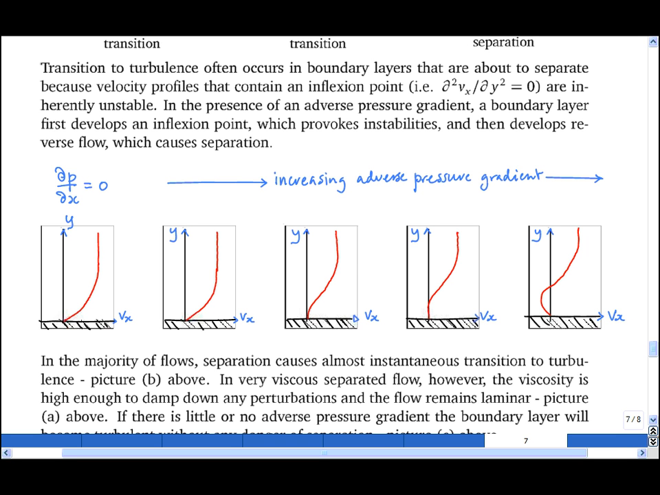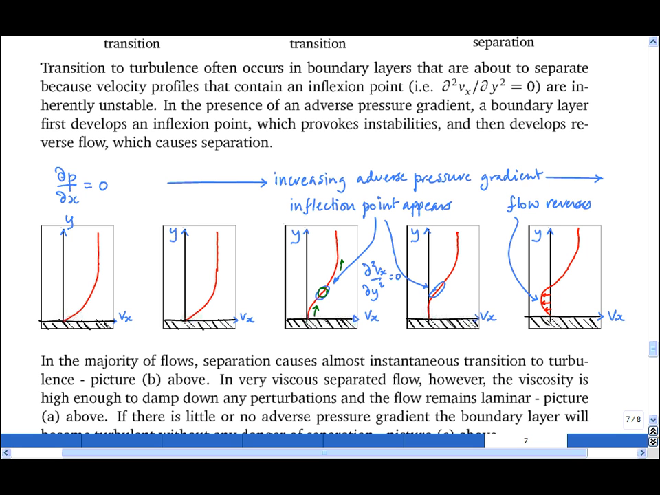Firstly, as the adverse pressure gradient increases, an inflection point appears in the velocity profile. Now the inflection point is defined as d²vx/dy² = 0, and you can spot it by imagining that the red line is a road and you're driving in this direction along it. You're turning to the right at the bottom, you're turning to the left where I've drawn that arrow, and where the steering wheel goes through the center line, that's where the inflection point is, i.e. it's when you stop turning right and start turning left. And this inflection point appears at an adverse pressure gradient slightly less than that at which the flow reverses.